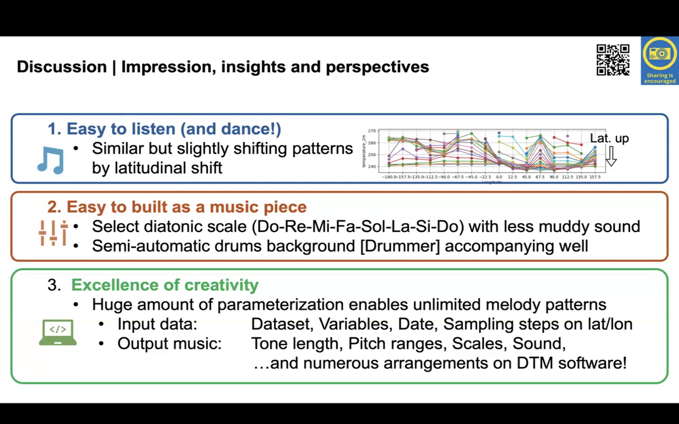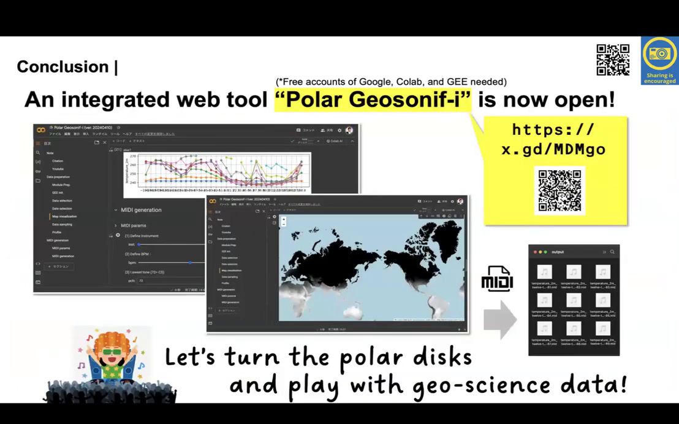Most remarkable point is that we can make almost infinite patterns of numerical sequences as well as ways of music construction. We can change at least 12 parameters for data sampling and MIDI generation in the algorithm. In conclusion, I am happy to announce that a summarized Python script is released to the public as a web tool. Everyone can make MIDI files from ERA5 and other geospatial datasets.